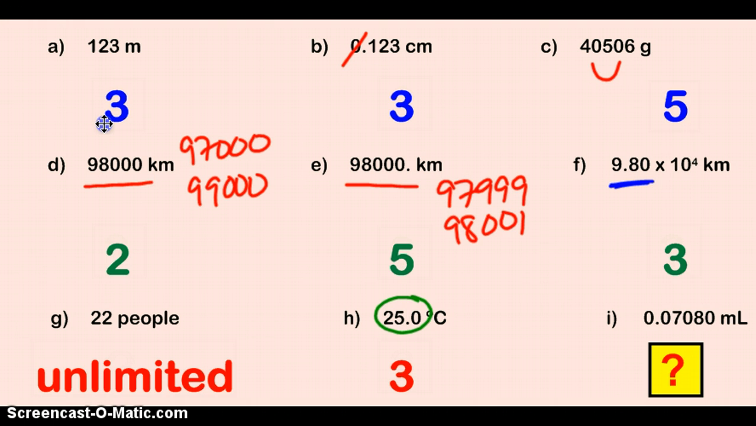And then letter I, we've got zeros in the front, a 0 sandwich, and a 0 at the end. The front ones, never significant. Sandwich, yes, and at the end, yes. So here we're looking at 4 sig figs.